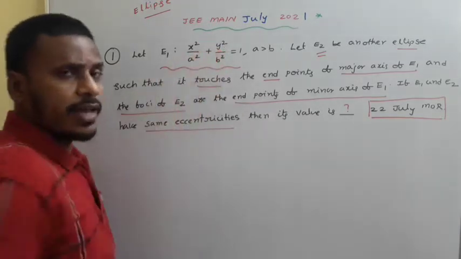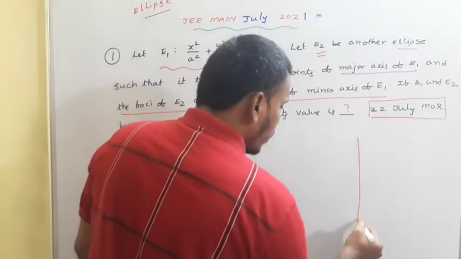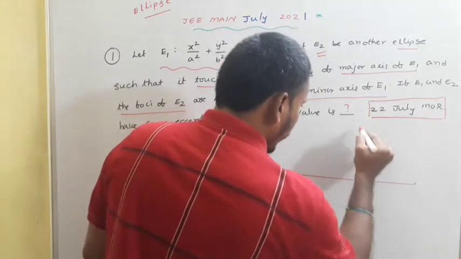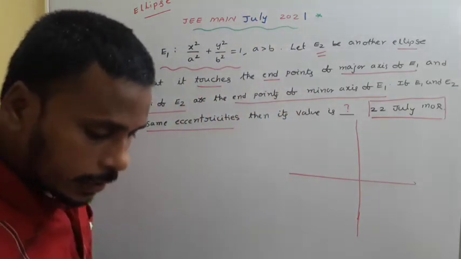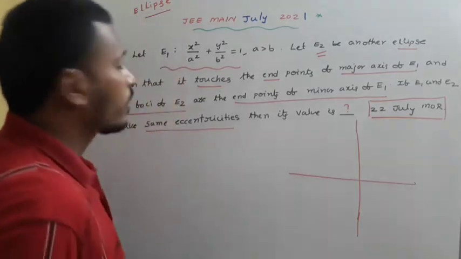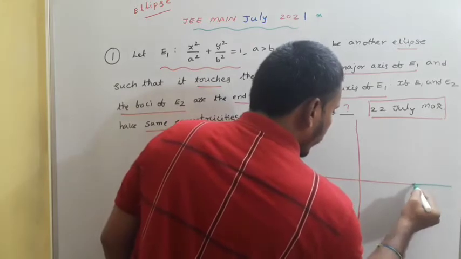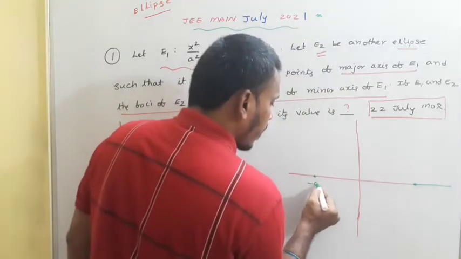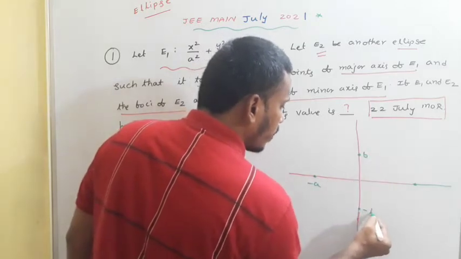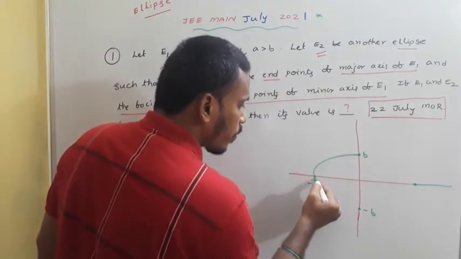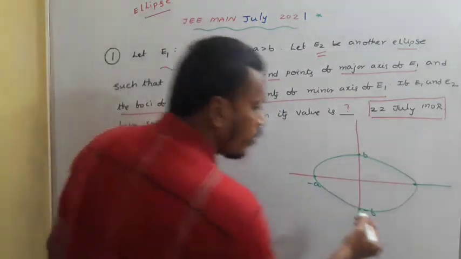You just think about the diagram. X square by A square plus Y square by B square is equal to 1 is the standard ellipse. We know it, right? So its end points of the major axis are A comma minus A. Somewhere you just take A and here minus A. And end points of the minor axis are B and then minus B. So this is the ellipse passing through these 4 points. OK. This is ellipse E1.